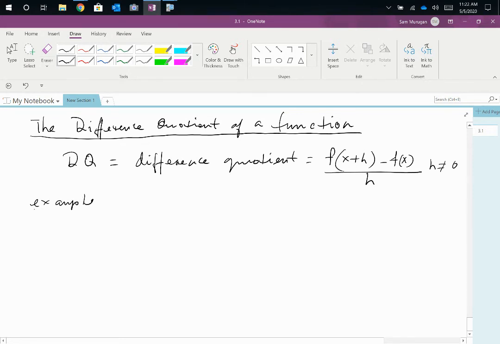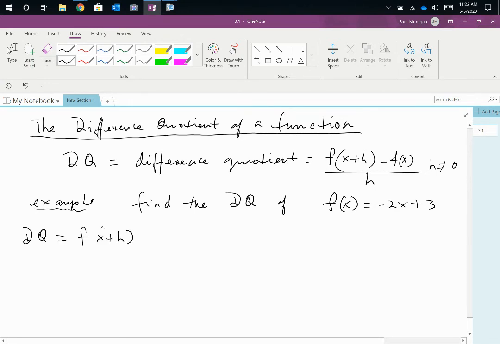Example. Find the difference quotient of f of x equals negative 2x plus 3. In order to use our formula, we need to find f(x plus h). We already know what f(x) is. So let's find f(x plus h). All we're asking here is that wherever we have an x, we substitute x plus h.